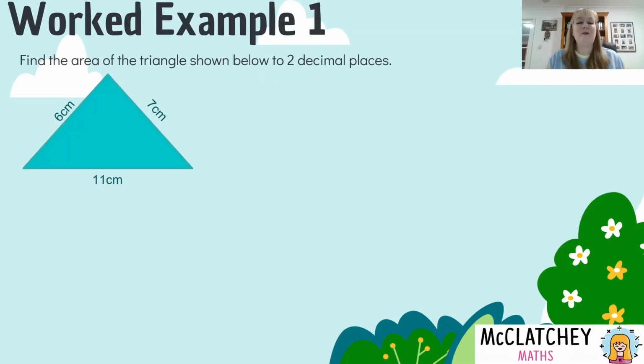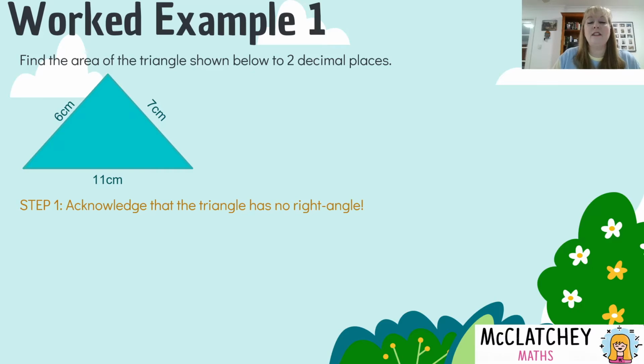Okay, let's look at our first worked example. We've got a triangle that's shown. We need to find the area below of that to 2 decimal places. And firstly, we need to recognize it has no right angle. Now, it is tempting for some students to drop a perpendicular line down the center here of the triangle.